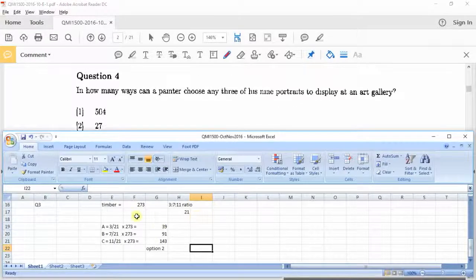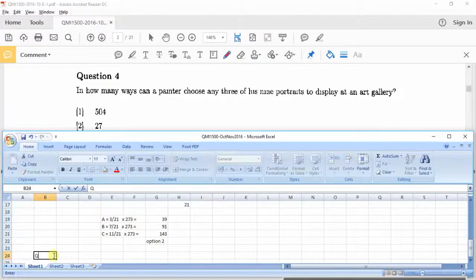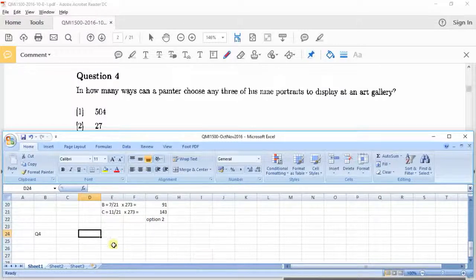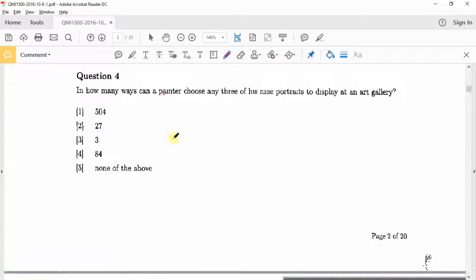Right, question 4. Question 4 is, how many ways can a painter choose any 3 of his 9 portraits to display in the art gallery? So out of 9, choose 3. That's a combination. So you use that calculator, I'll use this one. 9 choose 3. 84. Option 4.